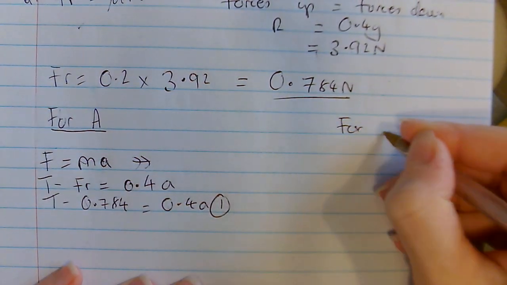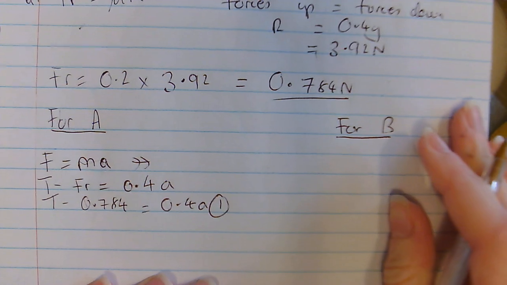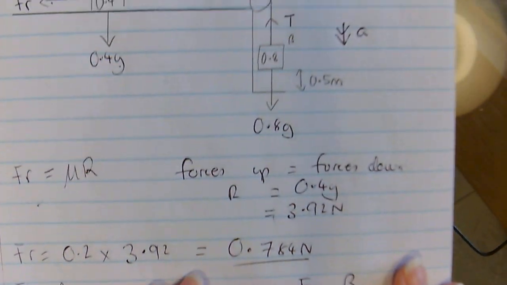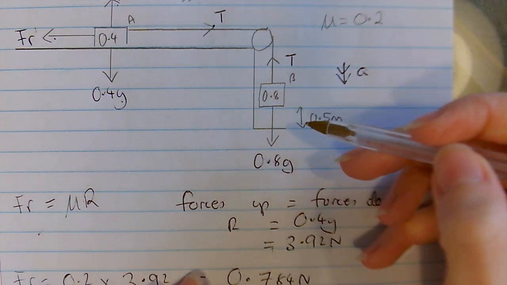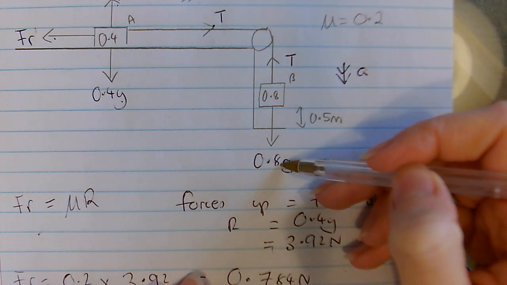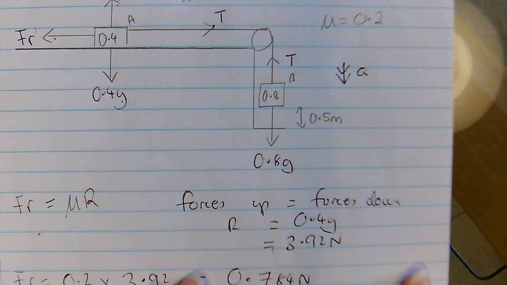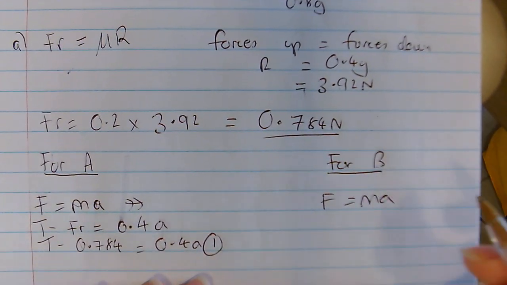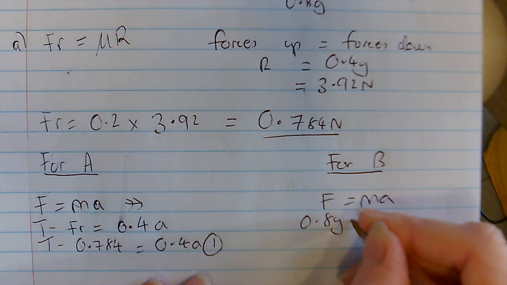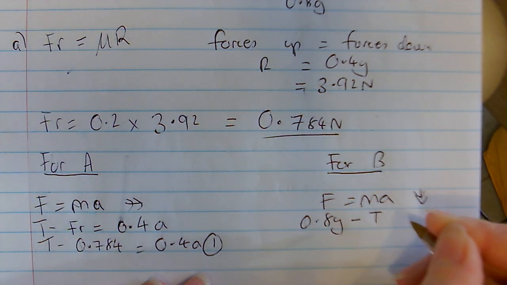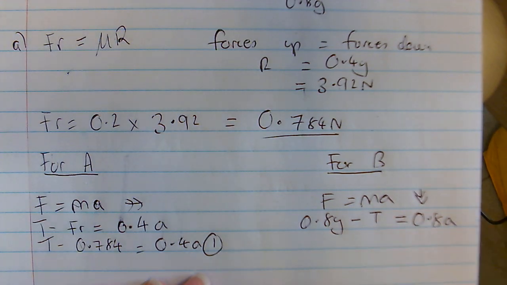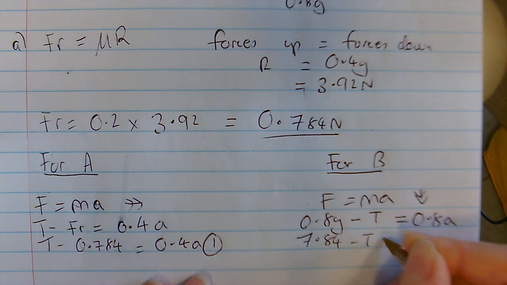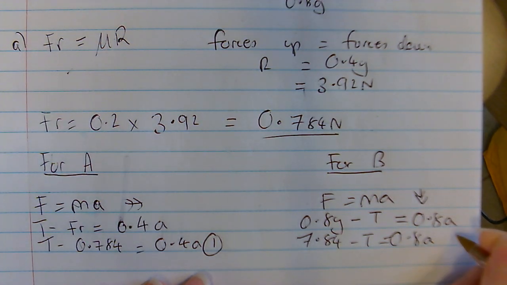Then I could do it for object B. So for object B, we're going to do F equals ma again. And which way is object B moving? Well, object B is moving down. So force in direction of motion is 0.8g, take away T. Okay, you just look at object B, just this little bit here. So we have 0.8g, take away T, because going down, equals 0.8 times A. You can work this out if you want. That comes to 7.84, take away T, is 0.8A.